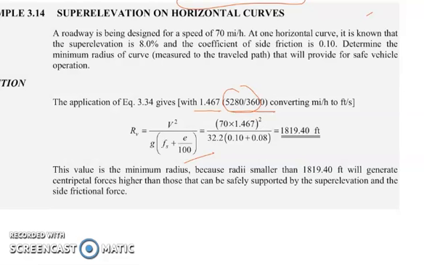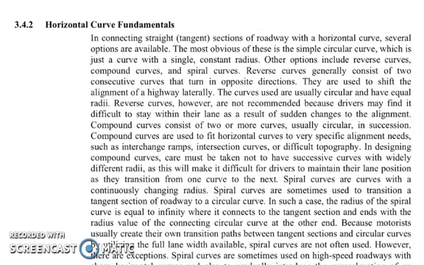Gravitational acceleration is in feet, so we have 32.2 feet per second squared times our f sub s 0.10 plus e all over 100. Our superelevation e is 0.08, our superelevation is 8%, so over 100. If we simplify, our minimum radius is 1,819. So now we move on to horizontal curve fundamentals.